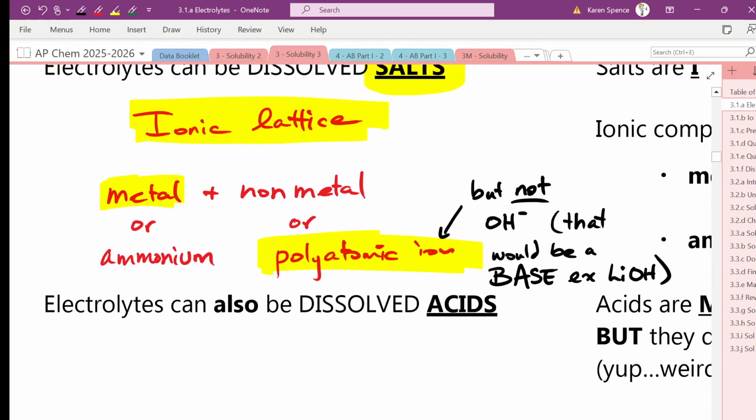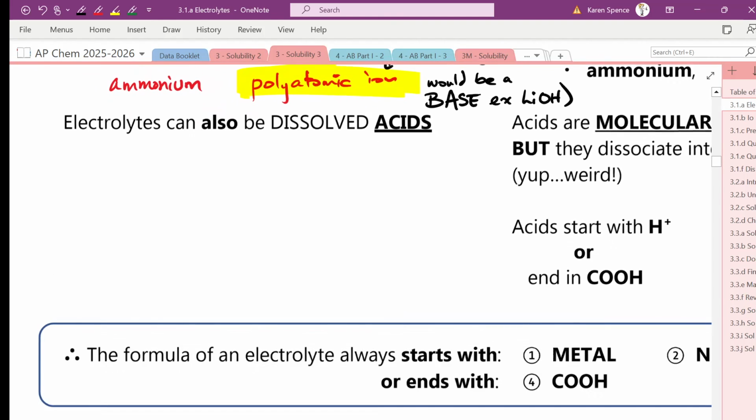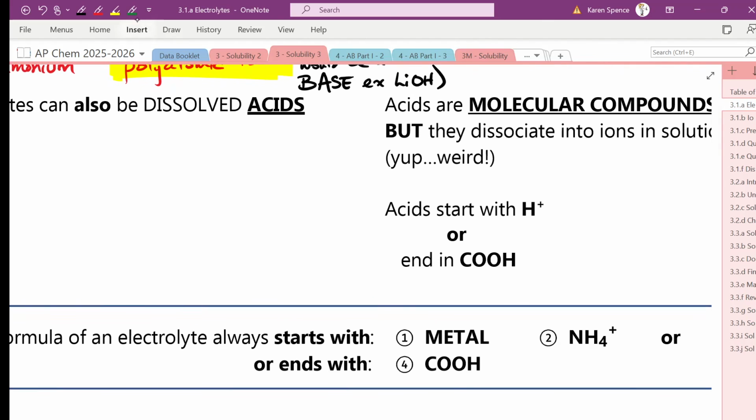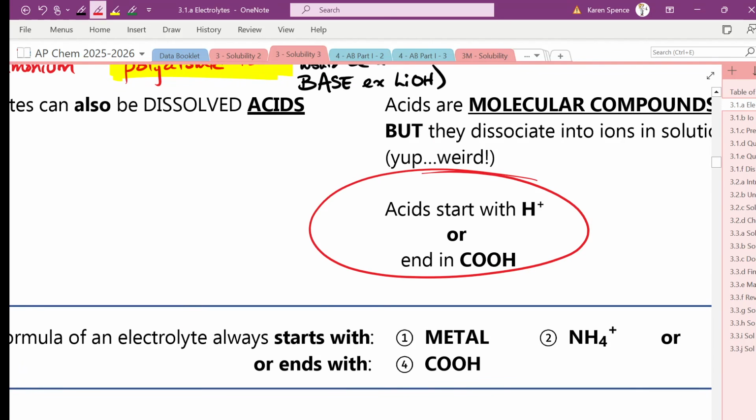Electrolytes can also be dissolved acids. Do we know how to recognize acids from their formula? How do you recognize an acid from its formula? It starts with an H or ends in COOH, our carboxylic acid group. So we've got starts with H or ends in COOH.